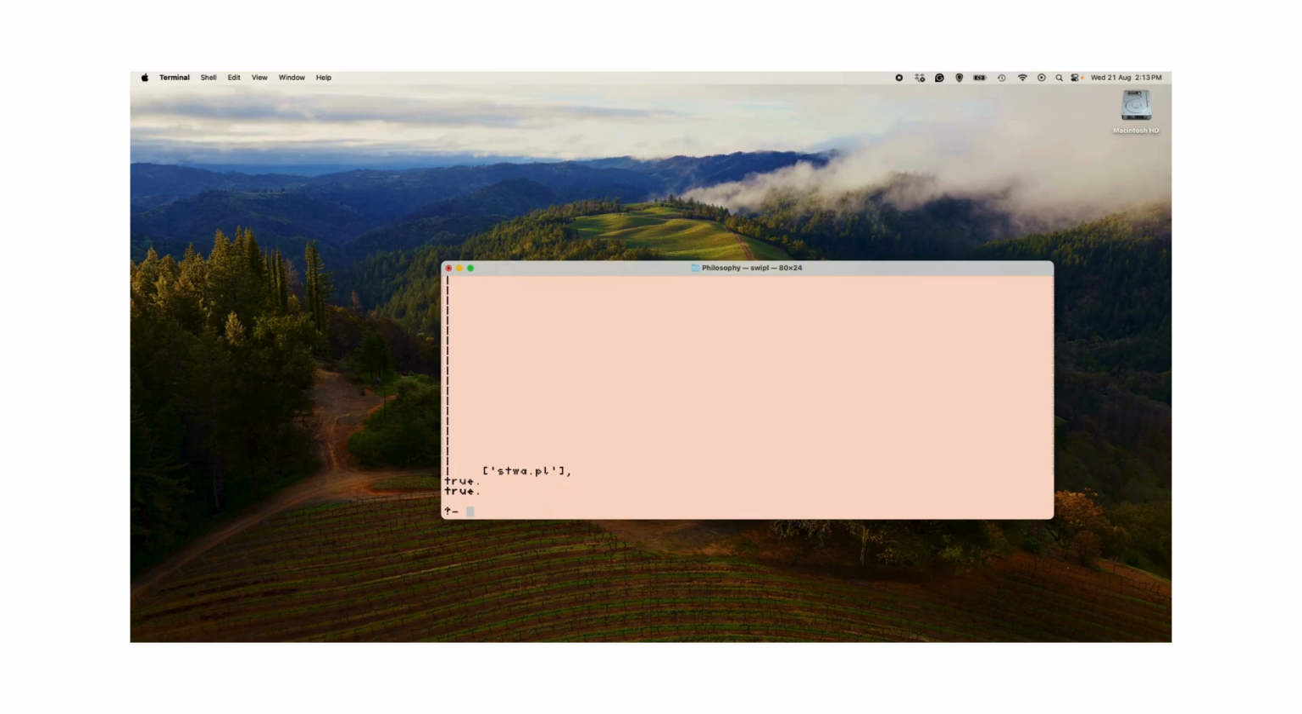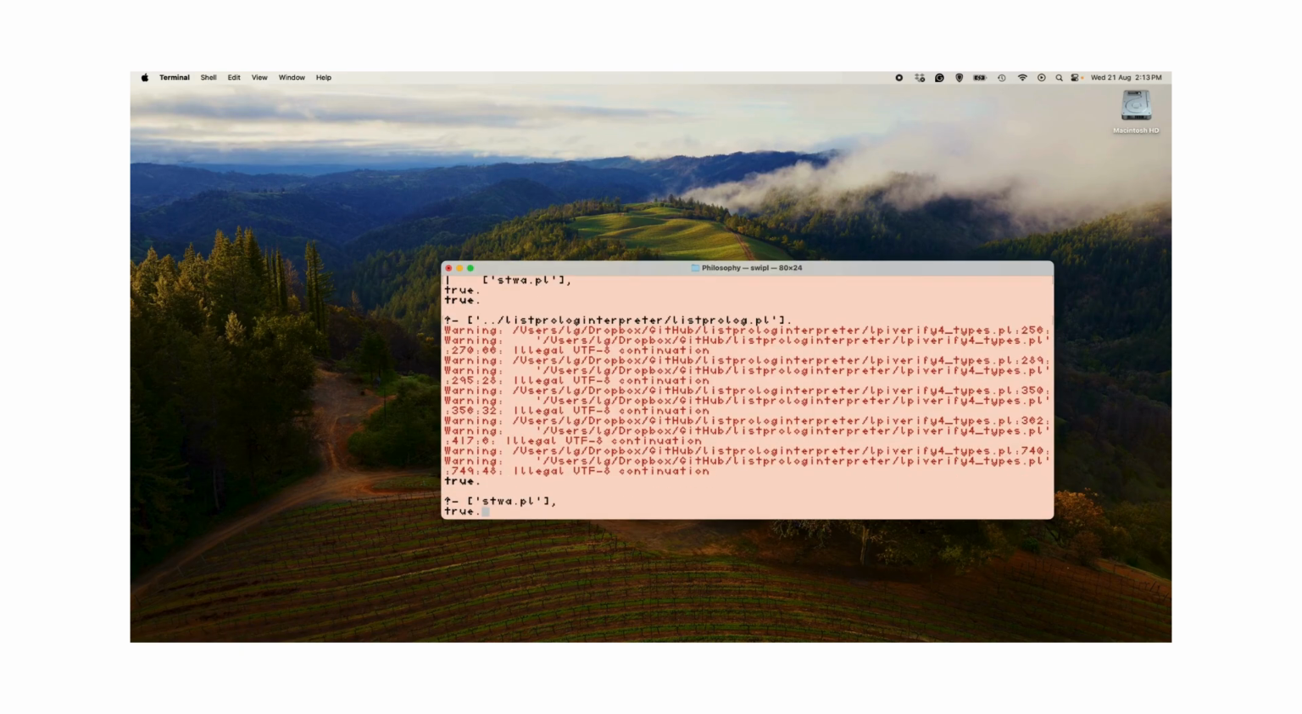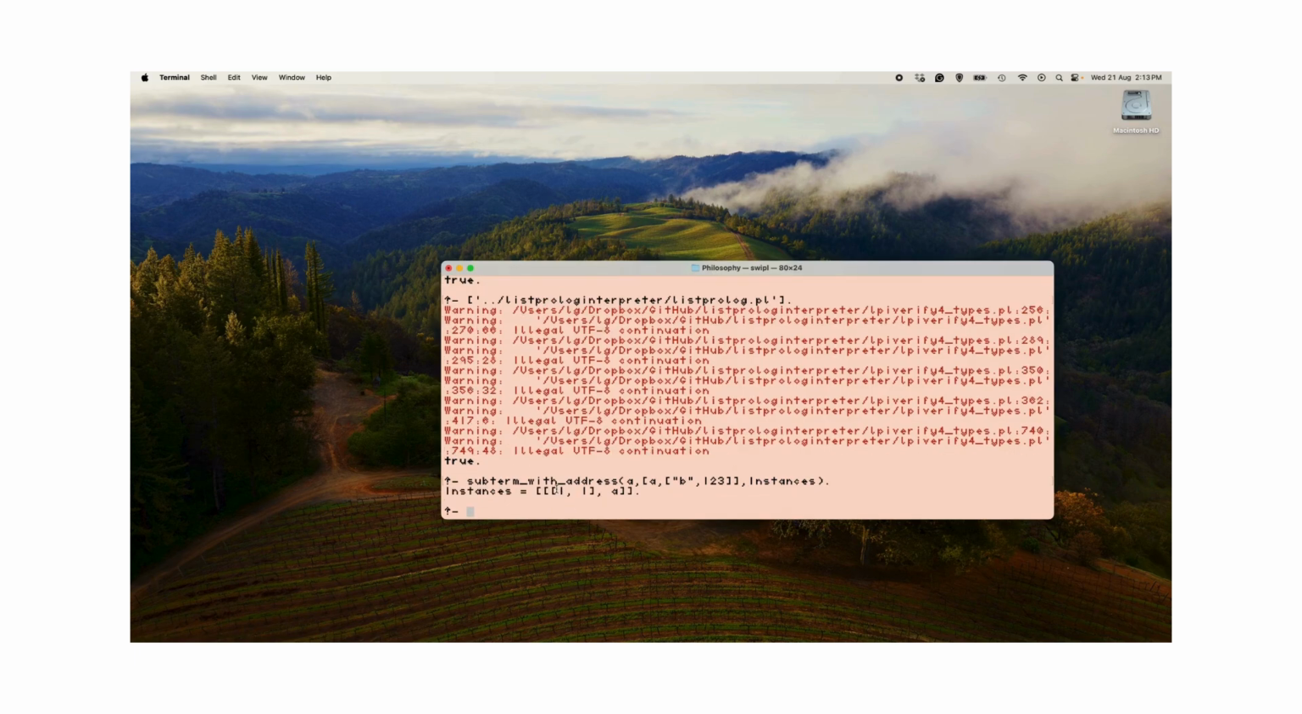Subterm with address. And then we load list Prolog, and then we find subterm with address of atom A in list [A, [B,1,2,3]], and that gives instances 1,1 as the subterm with address for A. If it was just A by itself, it would be the address 1, but seeing as it's the first item, which is item 1 here in the first level of the list, then it's that.